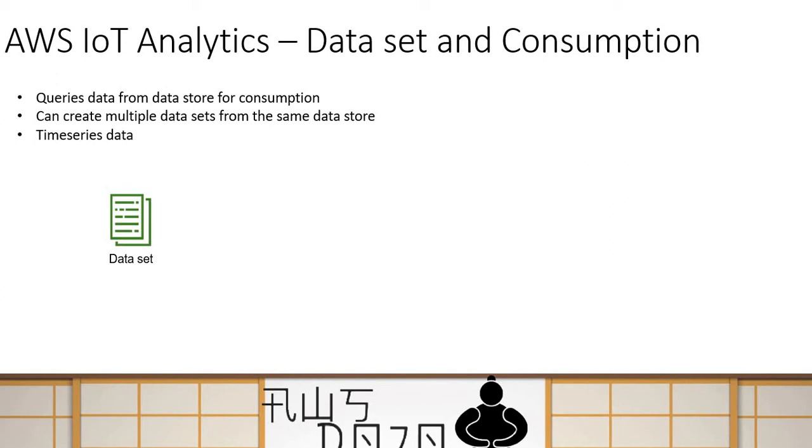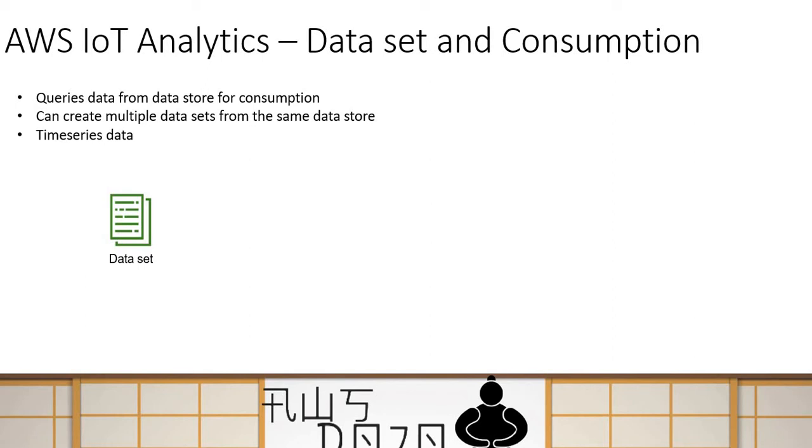And data set is the layer which is used for consumption. So AWS IoT Analytics does not allow your consumers to directly hit the data store. It says that talk to data set. And data set in simple terms could be everything from data store, or you can create a small subset of data from your data store. So depending on what your needs are, what your reporting or analytics needs are, you can create more than one data set from the same data store. And then these data sets can be used by your consumer for reporting, dashboarding, or analytics.